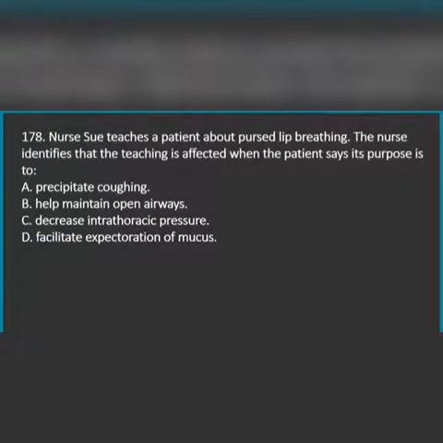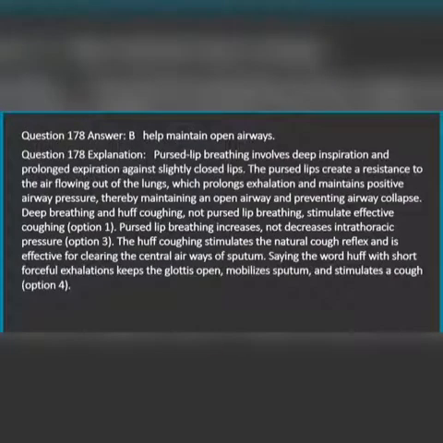Question 178. Nurse Sue teaches a patient about pursed lip breathing. The nurse identifies that the teaching is affected when the patient says its purpose is to A. Precipitate coughing. B. Help maintain open airways. C. Decrease intrathoracic pressure. D. Facilitate expectoration of mucus. Question 178. Answer: B. Help maintain open airways.